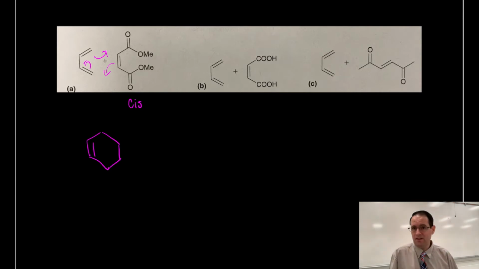Okay, problem 14 says predict the products for each of the reactions. And there's A through I here, so there's quite a few. So here we need to pay attention to the geometry of the alkene. It's cis. So when these two come together, you form the cyclohexene. The double bond will be on the left, as you can see by the curved arrows for the reaction mechanism.